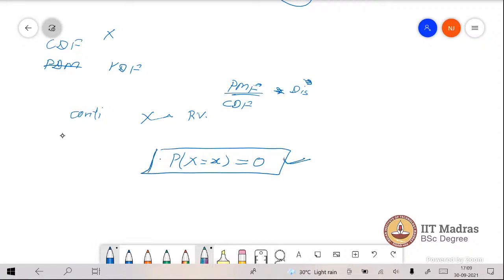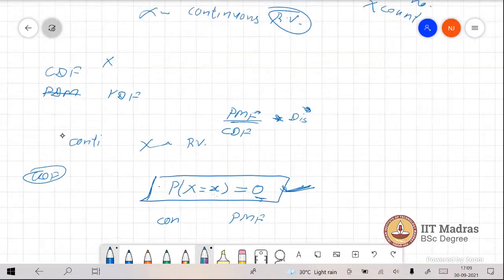This is the main concept here. Probability that x will take, and why this is true, we will come to while defining the CDF of a continuous random variable. So keep in mind, for a continuous random variable, P(X = x) is always 0. That is, probability at a single point is always 0. So we cannot define a concept like PMF here, probability mass function, because probability is always 0.